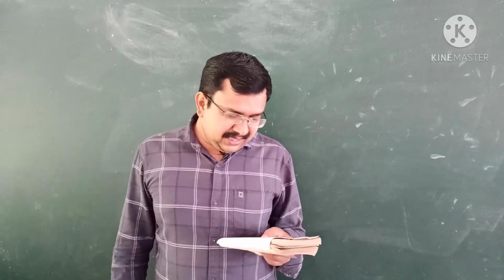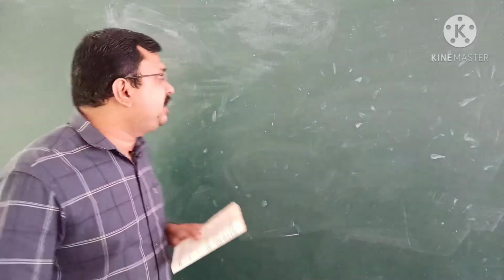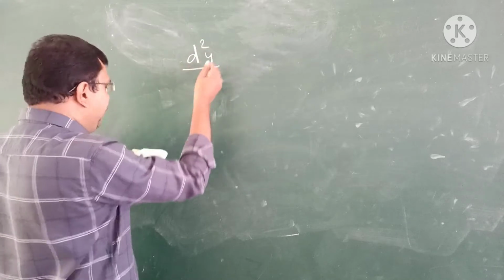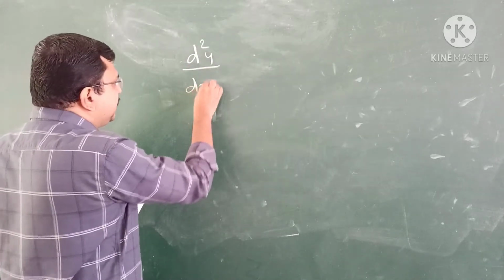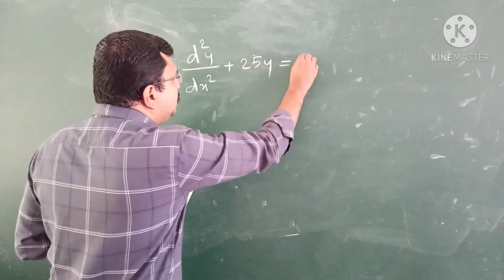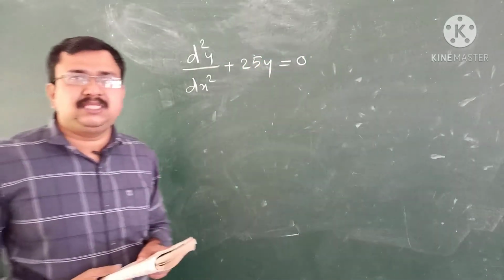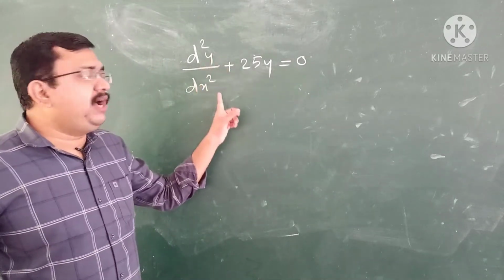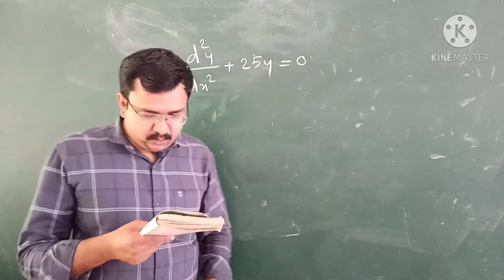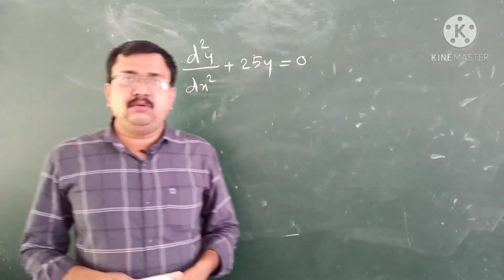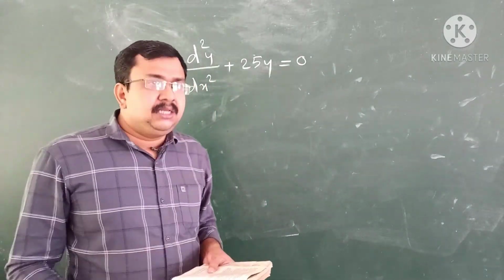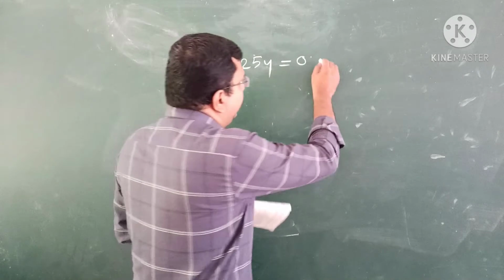For example, consider the differential equation d square y by dx square plus 25y equal to 0. That is our equation: d square y by dx square plus 25y equal to 0. We want to find out the solution of this equation. This is our equation number 1.